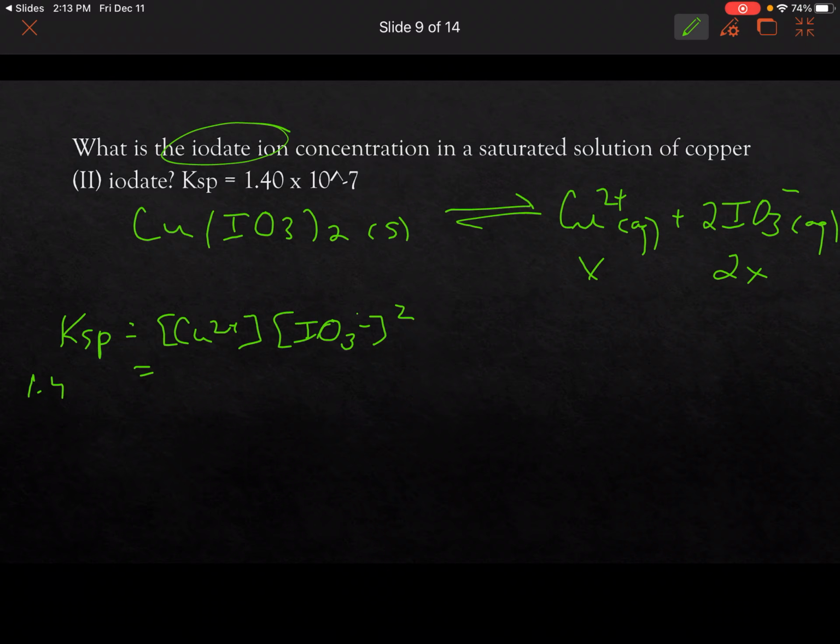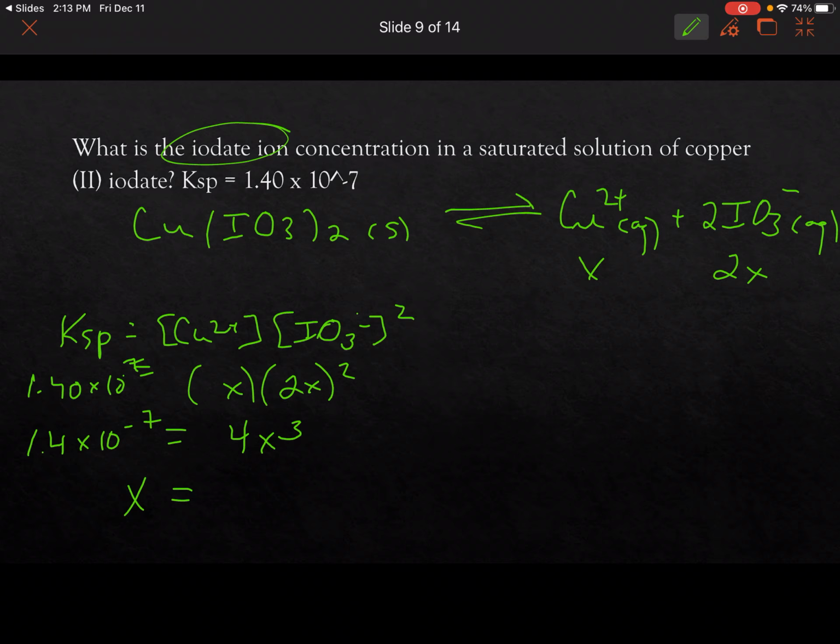So now we're just going to sub in our values here. We've got 1.40 times 10 to the negative 7 is equal to X multiplied by 2X squared. And so this is going to be our 4X cubed situation here. So you have to divide by 4 there and then take the cube root. Make sure you figure out how to use your calculator for that. Google it if you're unsure.